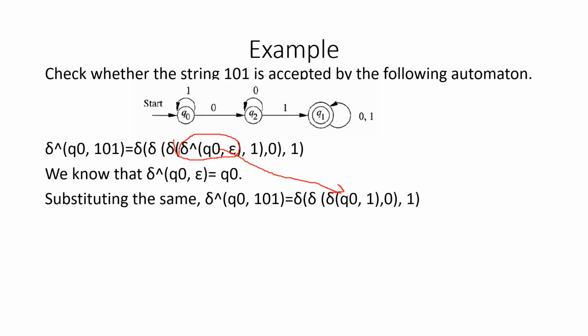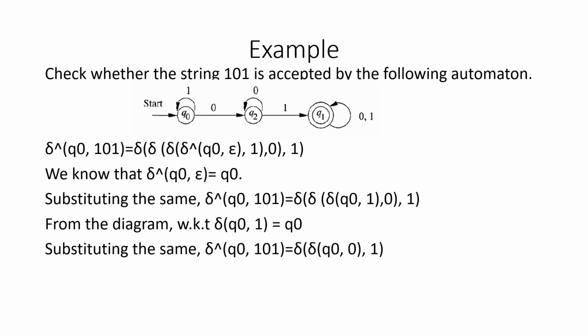So now what is q naught comma 1 from the diagram? From q naught comma 1 is nothing but it remains in the same state, right? So it becomes like this. So q naught comma 1 is q naught. So now again what happens? This part q naught comma 1 can be replaced by q naught. So thus it is getting reduced like this.